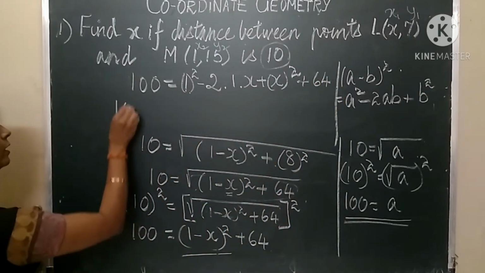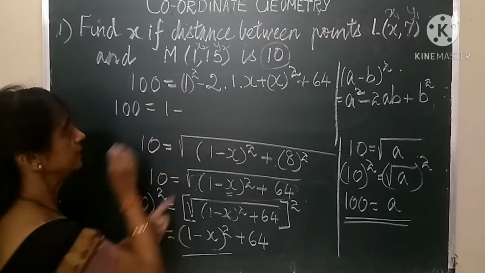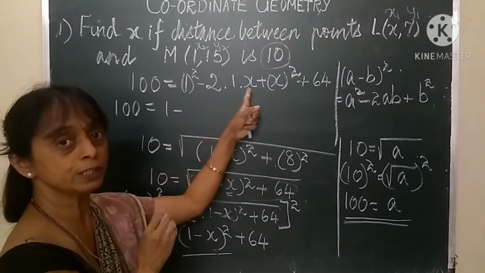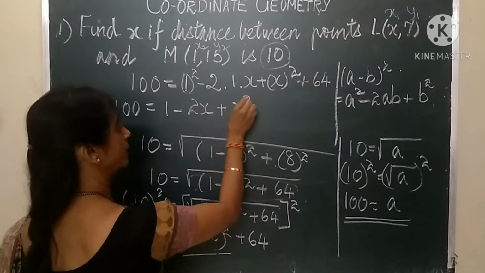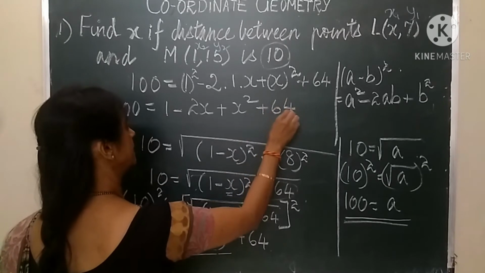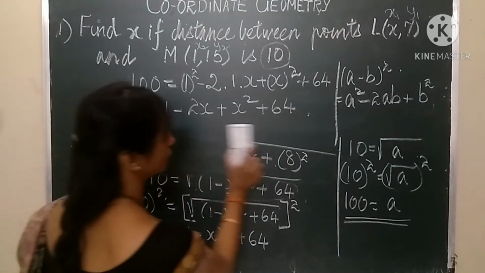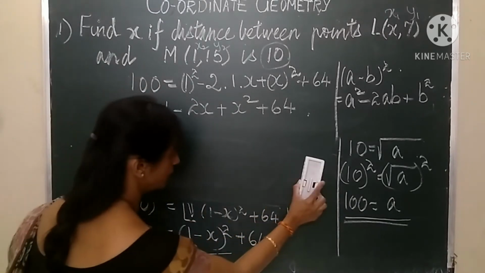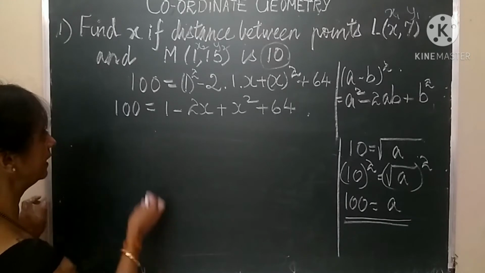So let's move on. 100 is equal to 1 square is 1 minus 2 ones are 2. 2 into x gives us 2x plus x square plus 64. So we know, children, how to solve quadratic equations. So we are reaching to a quadratic equation which we will have to finally solve.